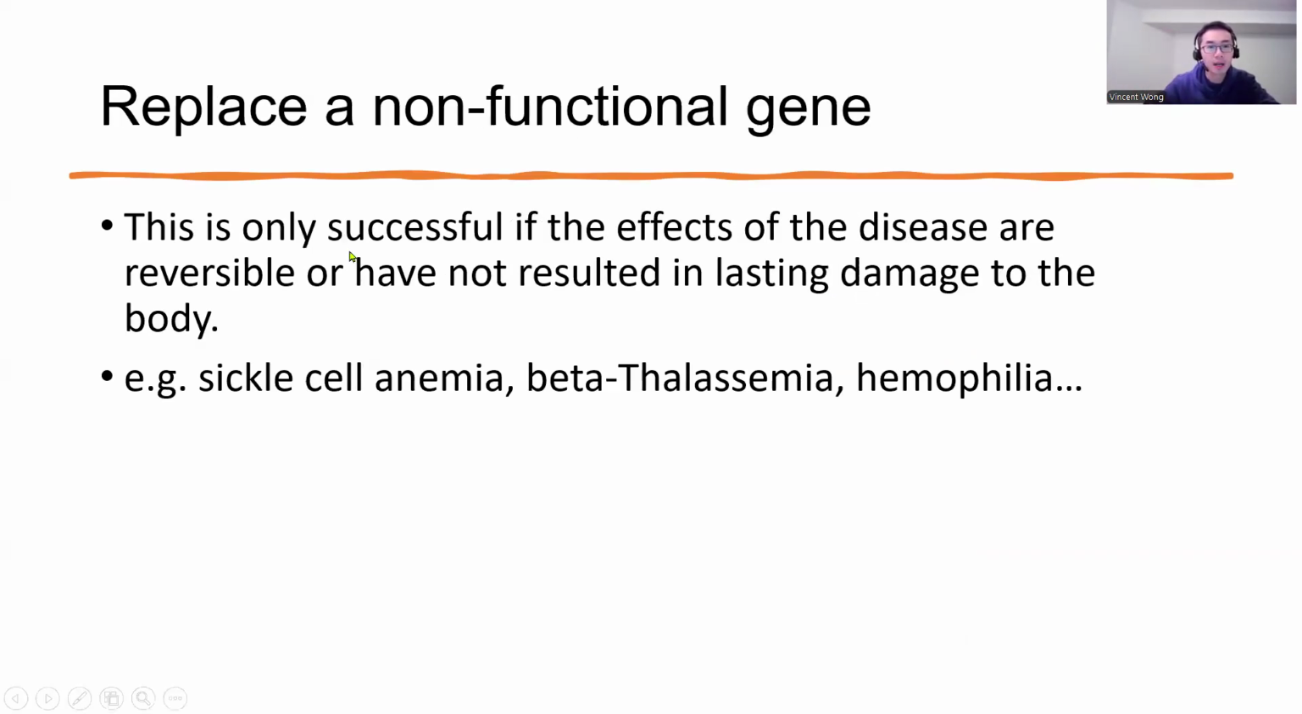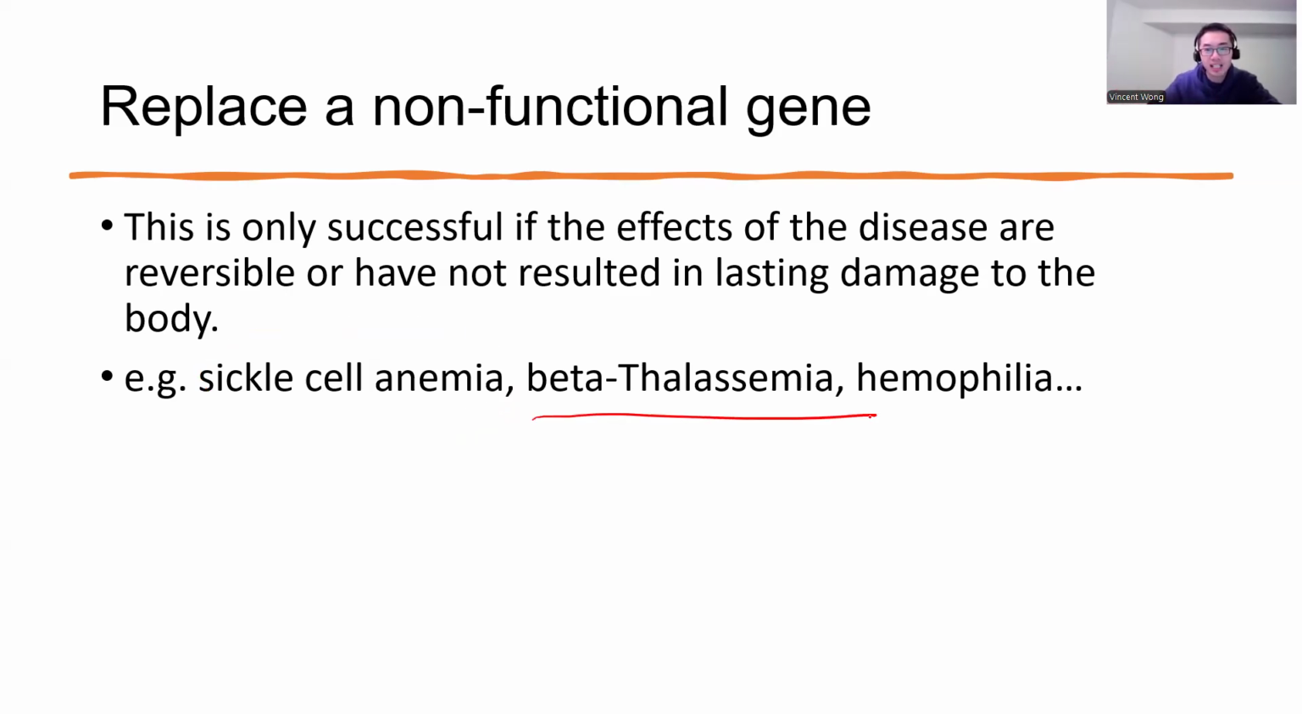So an example of that would be sickle cell anemia. This is caused by a missense mutation. Once you, again, supply the normal hemoglobin gene, you will start to produce normal hemoglobins, and then you will be able to transport oxygen in the body with no problem.